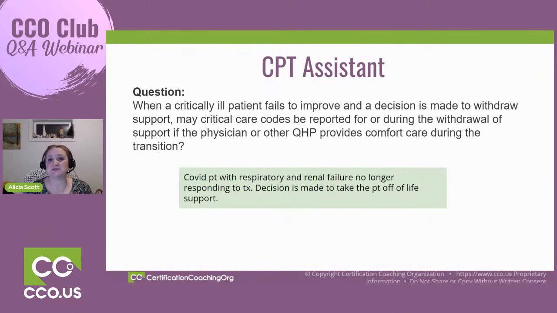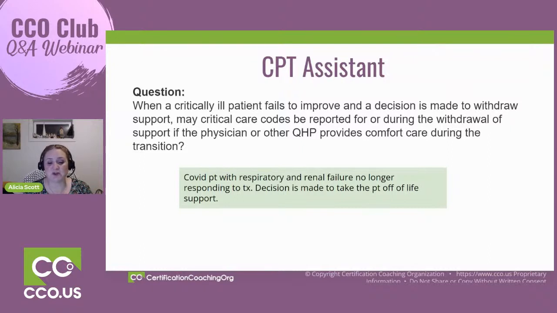Palliative care and hospice are two separate things. Make sure you understand the definition of the two, how they work together, and how they're different. But again, what would be the scenario of a situation like this where we have our COVID patient in respiratory and renal failure?